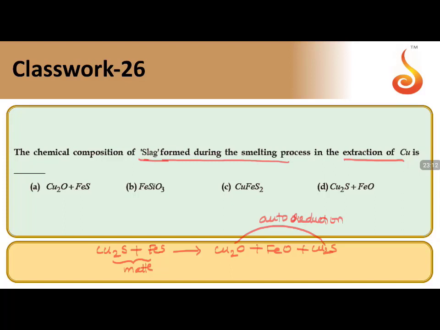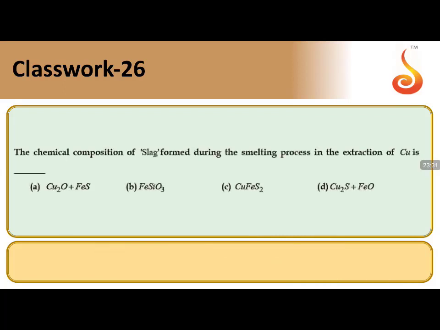Now what is left out? This FeO will react with the flux SiO2 and form FeSiO3. This is taken as slag. So the slag formed in this process is FeSiO3, which is in option B. So the answer is B.